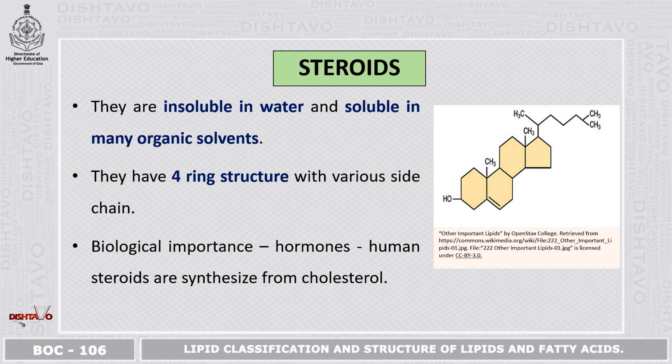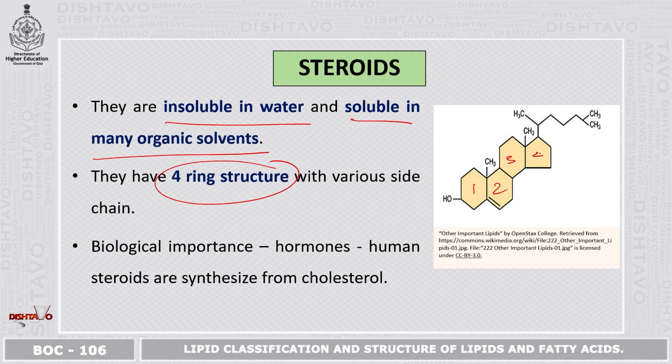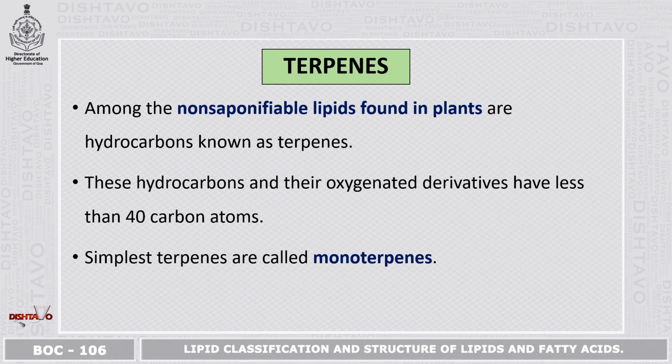Coming to the first one here, steroids. So they are insoluble in water. They are soluble in many organic solvents. And they have 4-ring structure, as you can see here, number 1, number 2, number 3 and number 4. 4-ring structure, and they are biologically important because many hormones are coming under this category. So in humans, the steroids, they are synthesized from the cholesterol.